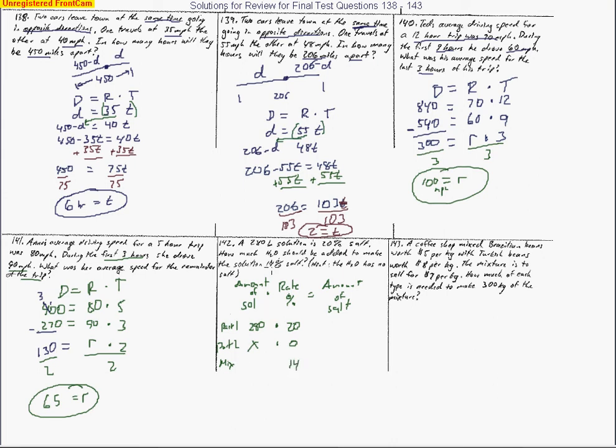So this 14% has to be the mix because it says "to make." That tells us now we're dealing with the mix. So that's all the information they give us. From here we need to figure some stuff out. So the mix is going to be the sum of these two amounts.